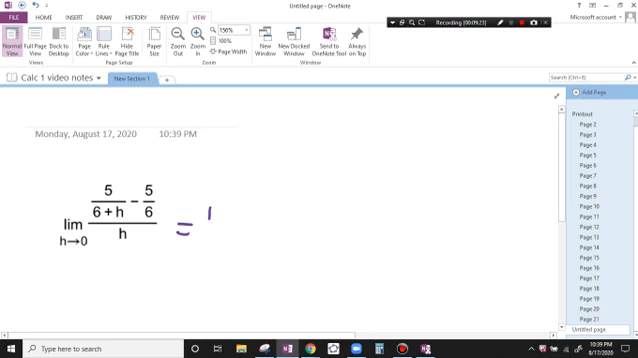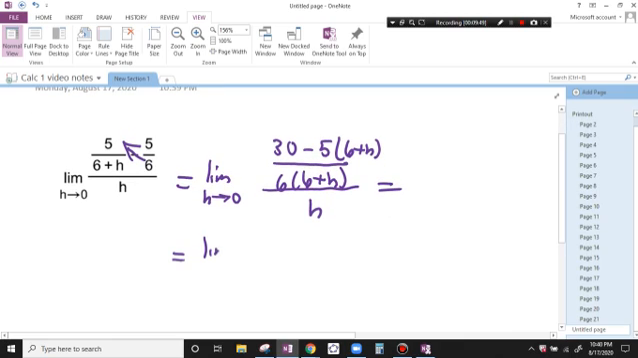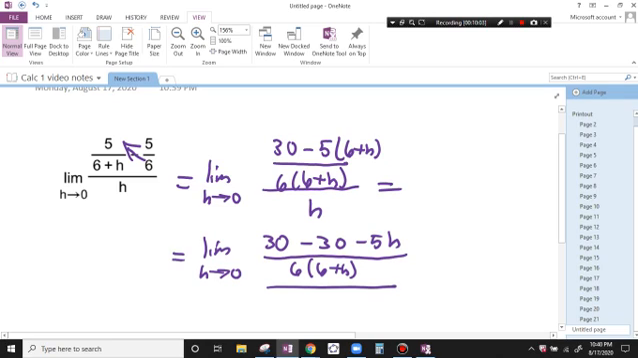So the common denominator is 6 times 6 plus h. And if you do that, you're just cross multiplying then. So then it's 6 times 5, which is 30, minus 5 times 6 plus h. This is going to be equal to the limit as h tends to 0 of 30 minus 30 minus 5h all over 6 times 6 plus h all over h.